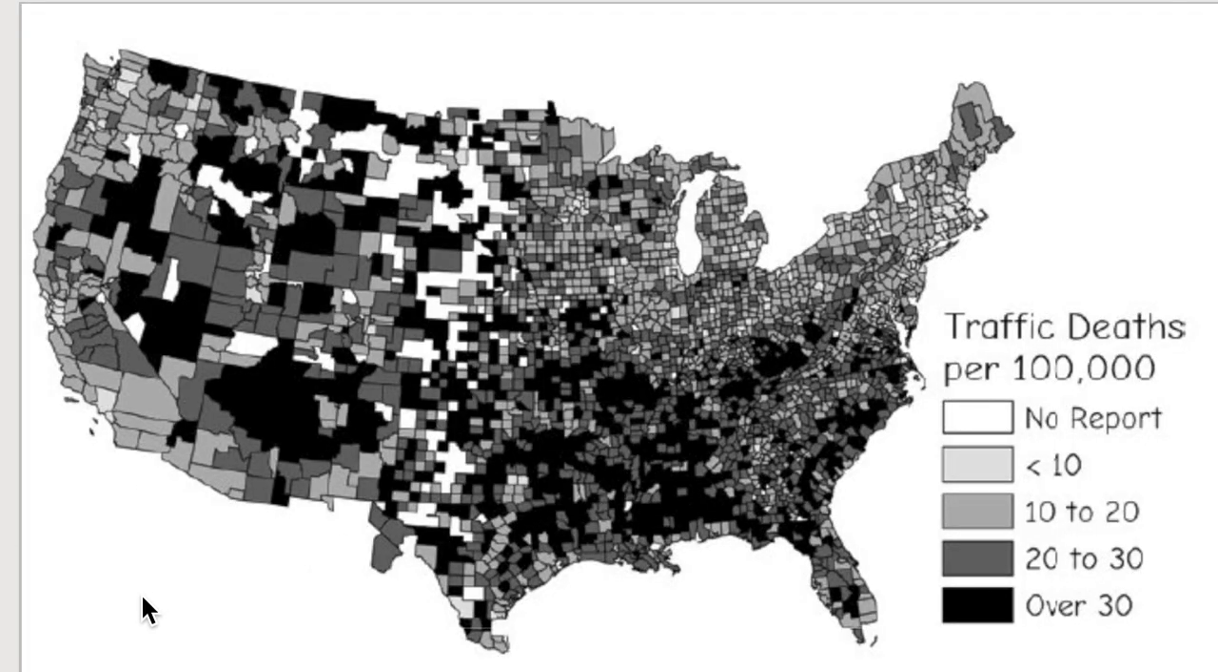So here is another map of the US Census data, and it's showing you the traffic deaths per 100,000. So again, you could use the digital census data to map anything that you're interested in.